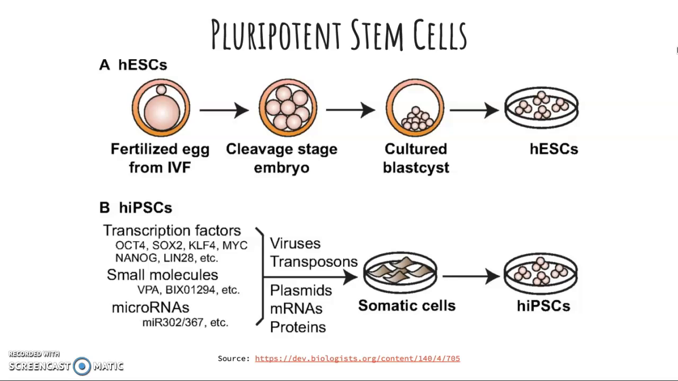ESCs are grown in laboratories where a donor egg is fertilized with donor sperm through in vitro fertilization. On the other hand, iPSCs are created by genetically modifying adult somatic cells. Transcription factors, small molecules, or microRNAs can induce pluripotency in adult stem cells that are normally not pluripotent. These genetic modifications are created by using retroviral transfection, transposons, plasmids, mRNAs, or proteins.